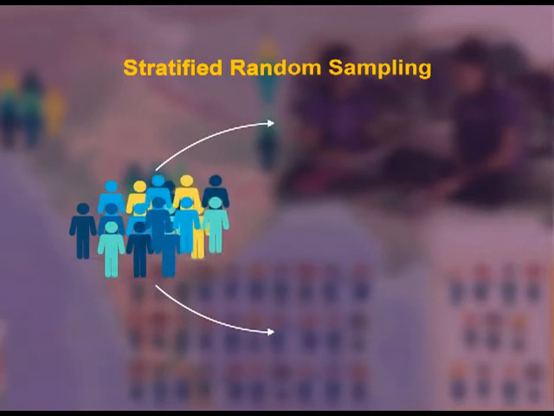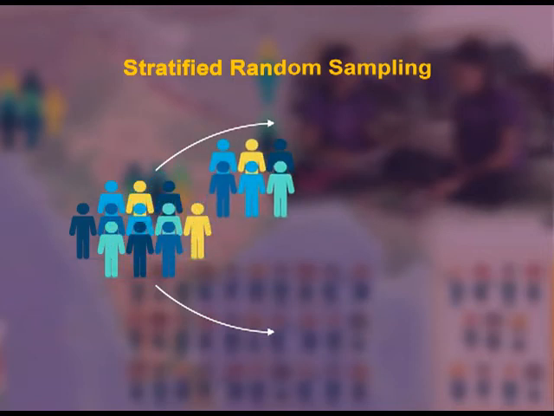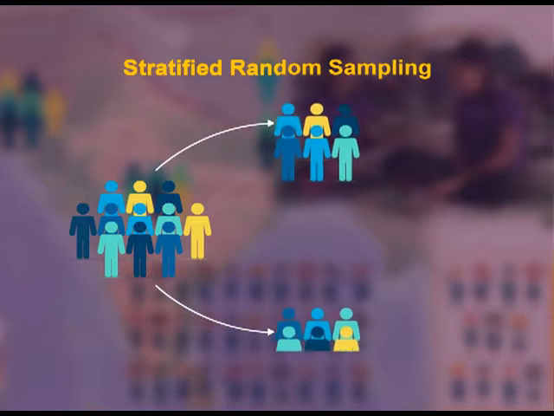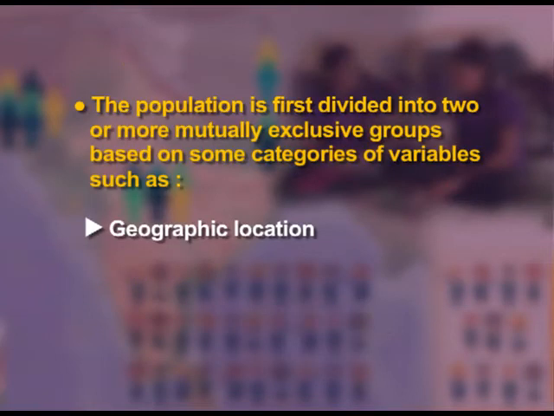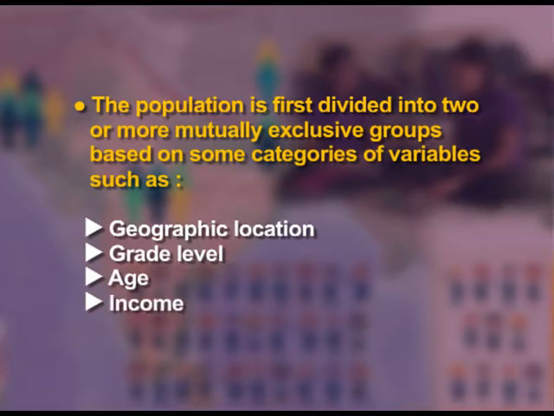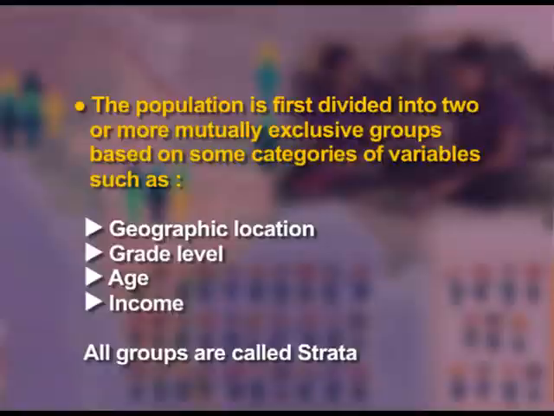In this form of sampling, the population is first divided into 2 or more mutually exclusive groups based on some categories of variables such as geographic location, grade level, age, income, etc., and all groups are called strata. Then, subsamples are randomly selected from each stratum.